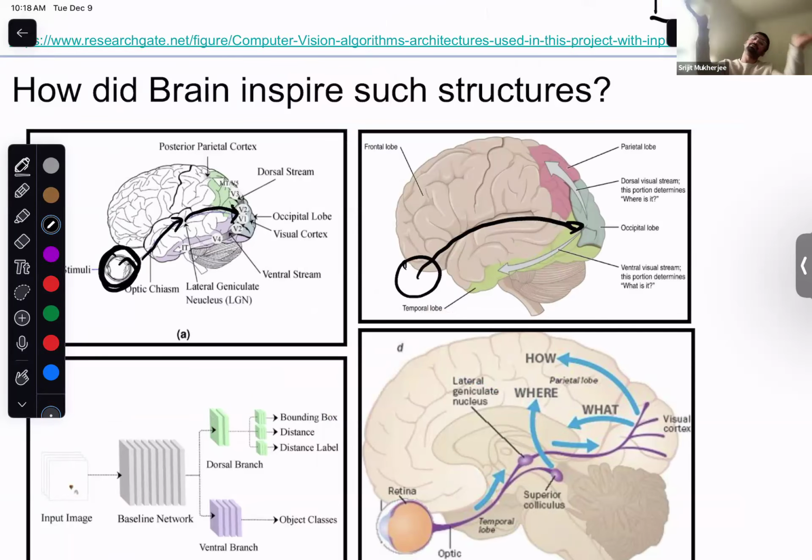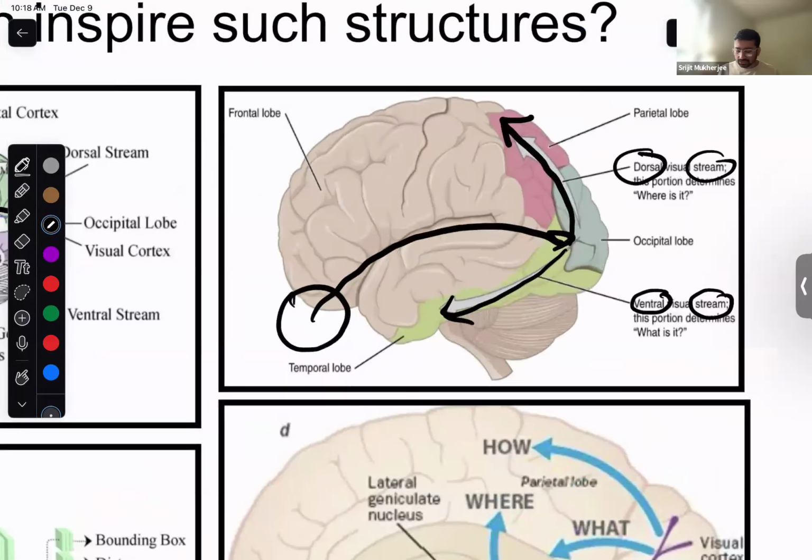And from there, two different branches flow out. This branch is called the dorsal stream, and this branch is called the ventral stream. These experiments have all been recorded and done by neuroscientists. And this dorsal stream has something called the spatial context, and this ventral stream consists of the object context, or content.